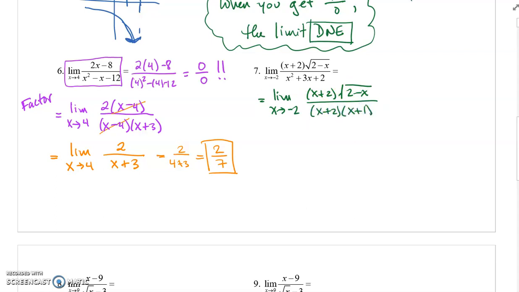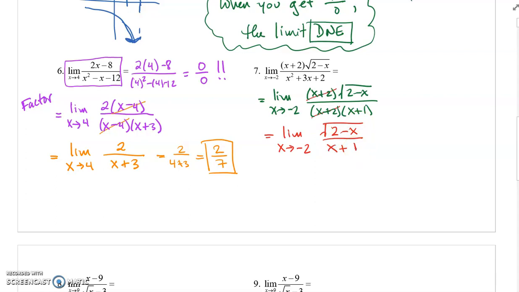So factoring is going to be a major skill for you to do. And you go, hey, those x plus 2's would cancel. So this is the limit as x approaches -2 of the square root of 2 minus x over x plus 1. And now I can just plug in.